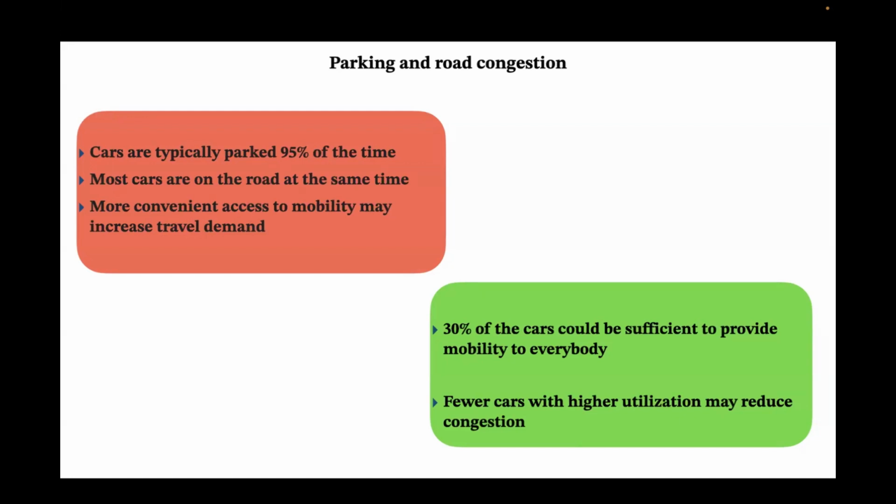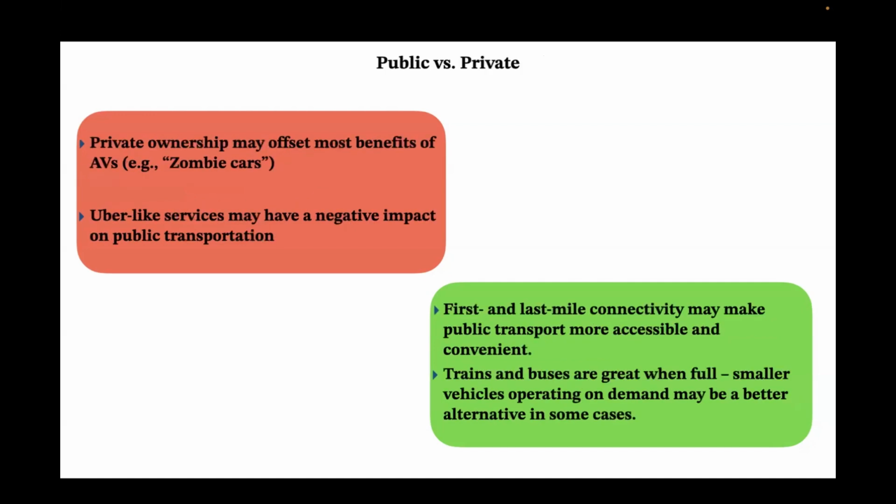On the other hand, there are studies that show that you could reduce by a lot the number of cars on the road with this technology. And second, that by having higher utilization of cars, you could reduce congestion. There is also the idea of public versus private. Private ownership of vehicles might have as a consequence these many cars orbiting, waiting for customers, these so-called zombie cars. And Uber-like services might have a negative impact in the long term on public transit as well.